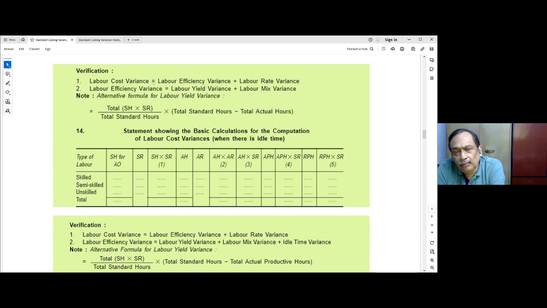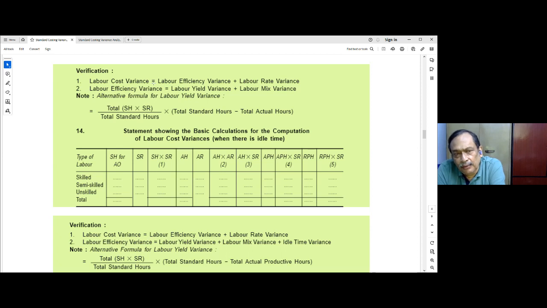Now we are going to compile a table with two more extra columns when there is idle time. So: statement showing the basic calculations for the computation of labor cost variances when there is idle time. So we'll be having 12 columns. First column, type of labor, and under type of labor, we are going to jot down the various grades of labor, namely skilled, semi-skilled, unskilled. Then we take the total.